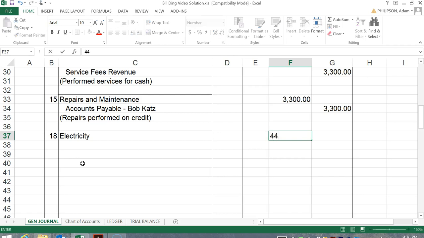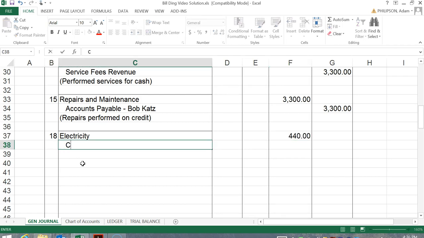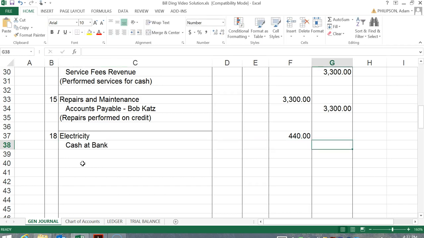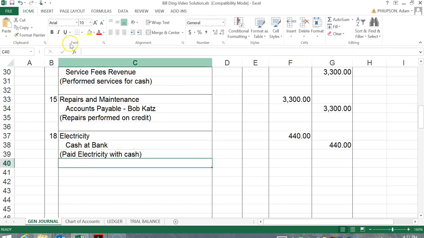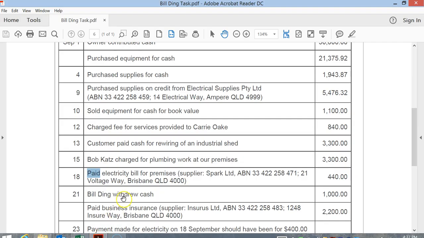Electricity 440, and cash at bank. Electricity with cash. Alright, getting on, 21st. Withdrew cash. Okay, so our cash at bank is going down. So it's the opposite of an asset's general nature, so cash at bank is going to be a credit. And the other account will be owner's drawings.